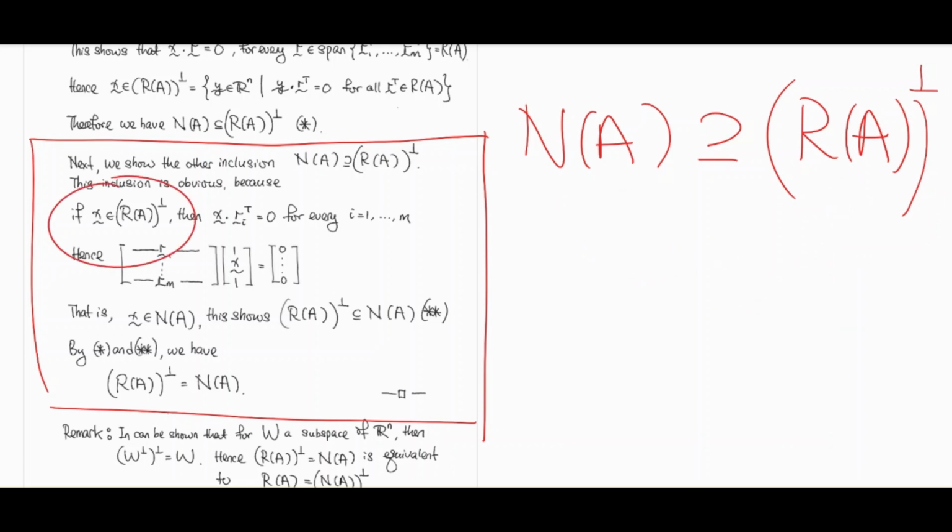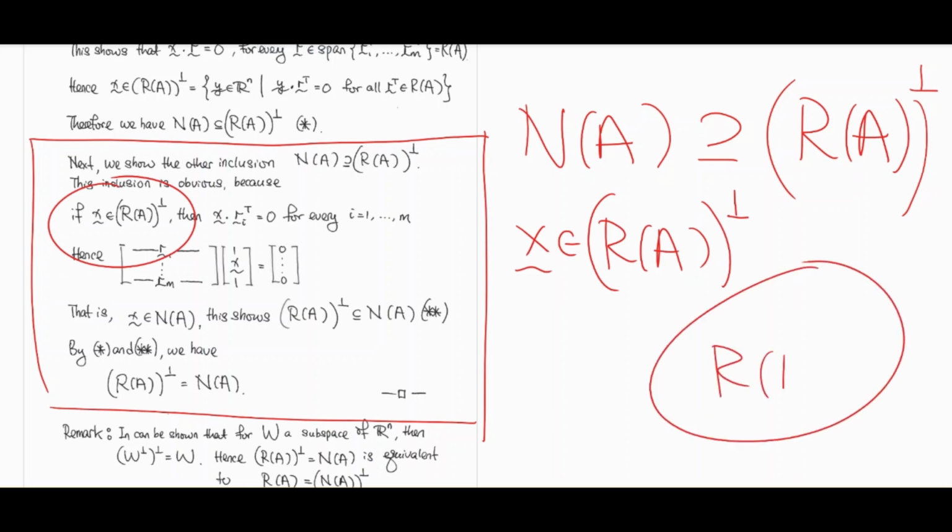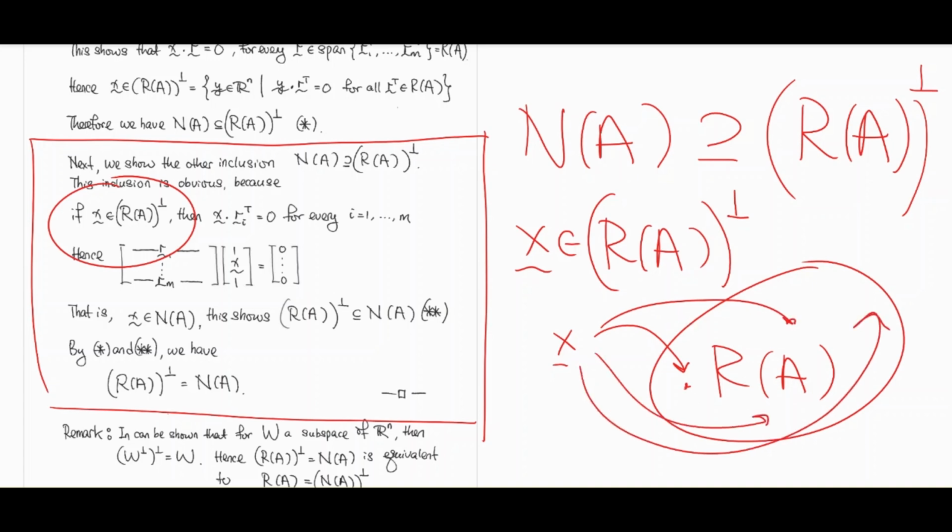So we take an element, X, that is coming from the row space of A perp. All right, so X is an element that is orthogonal to every single element that is from the row space of A. So you have X. This X is orthogonal to this vector here. This is orthogonal to this vector here. That's orthogonal to this vector here. This is orthogonal to every element that is coming from the row space of A.